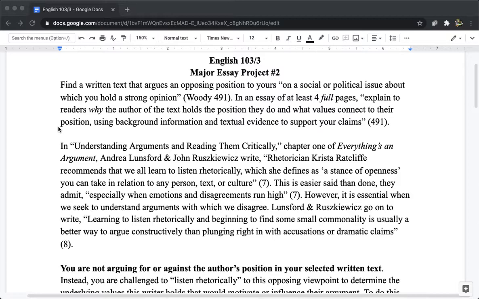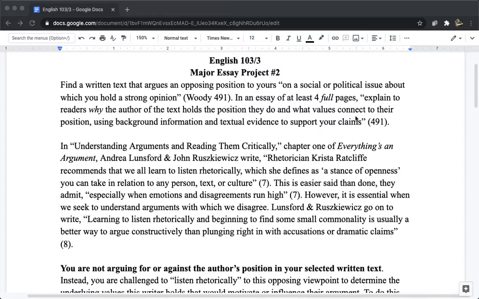So that's really key. And I'm going to make another video to show you all how to find those articles or the written text that you select, or at least one way to go about doing that. But that's step one. We're going to need to figure that out. And then, of course, we're going to compose an essay of at least 4 full pages. So by the time we submit our polished drafts, it should be the 4 full pages where we explain to readers why the author has this position.